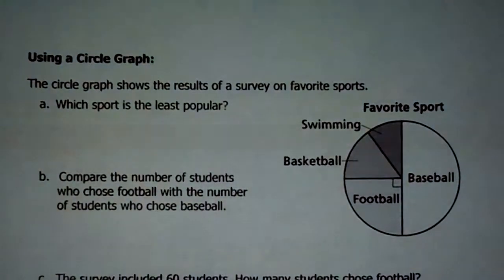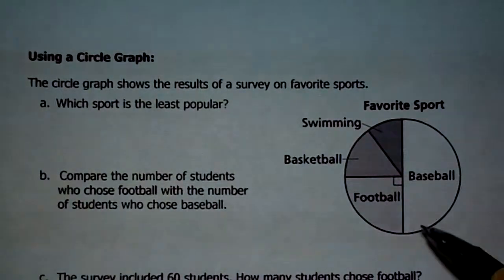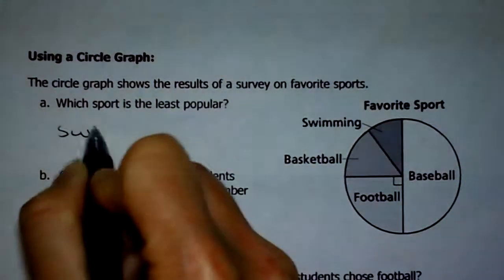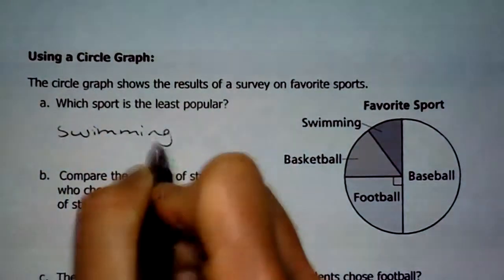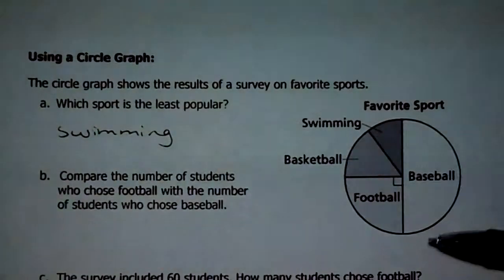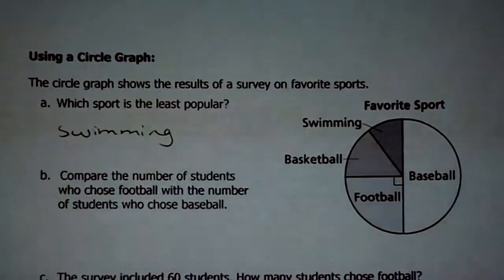Well, what's nice about looking at a circle graph is it's kind of easy to identify what's the most popular and what's the least popular. Least popular is just the smallest piece of pie. So in looking at this, there aren't any values in here, but we can see that swimming is the smallest piece of pie. If I asked you which was the most popular, you'd say baseball, because that's half of the pie. Baseball got greedy. It ate half of the pie.